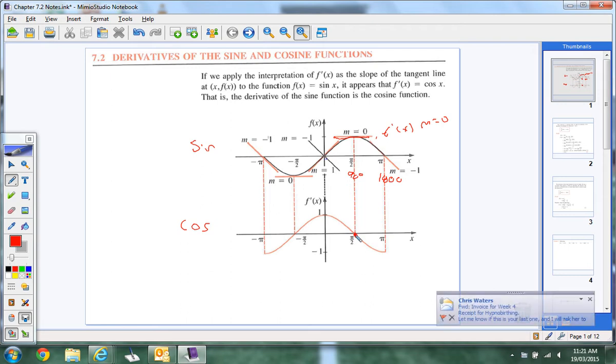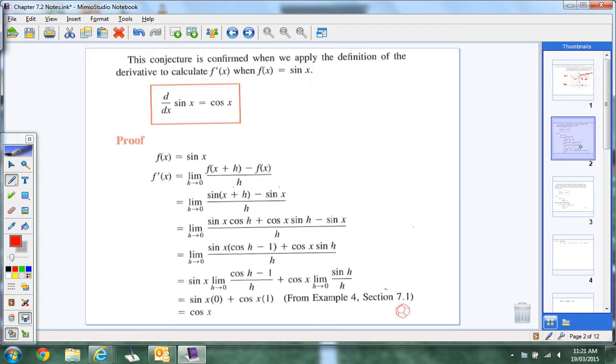Look here, at negative pi over 2, it hits 0 again, because again it's a change of direction. Is that good? So again, here's the proof, but you're just going to use this, and it's on your derivative sheet, so you don't have to really memorize it. Just understand the derivative of sine is cosine, and I hope the picture illustrated that for you.